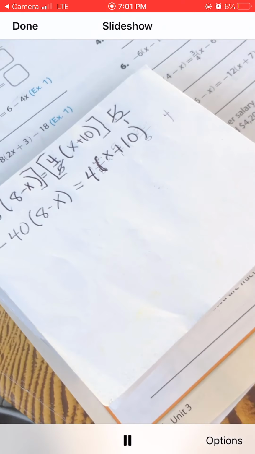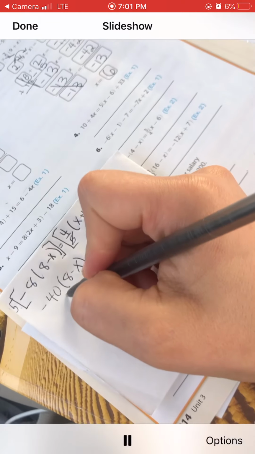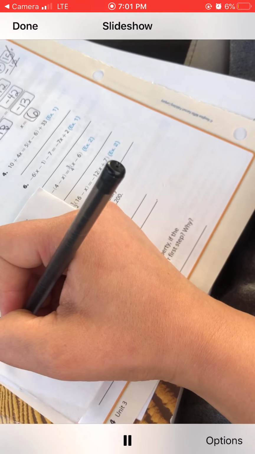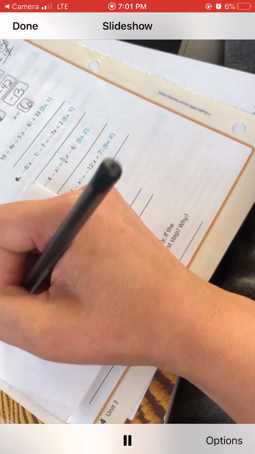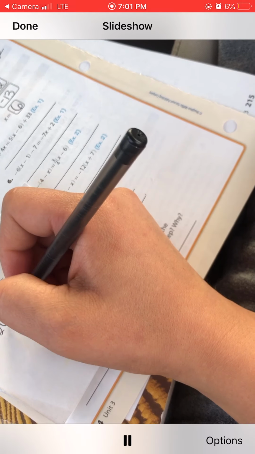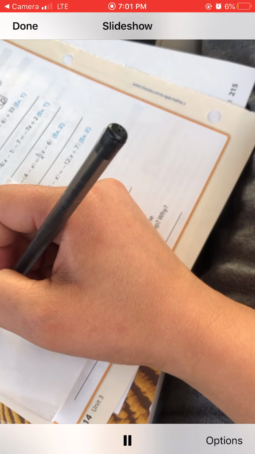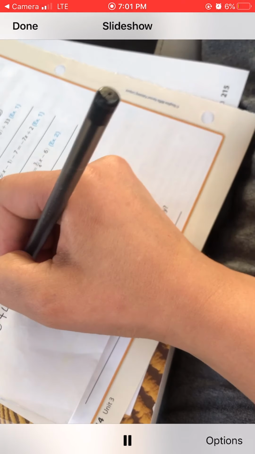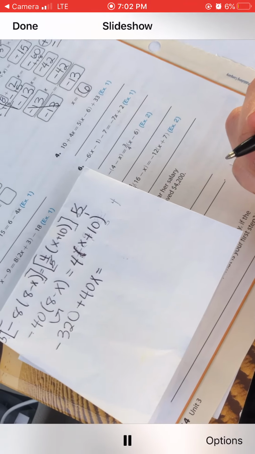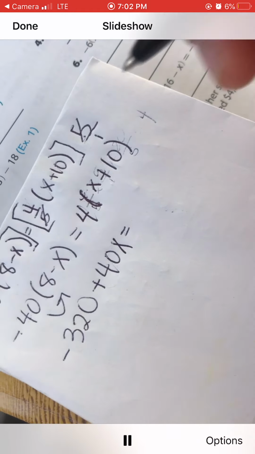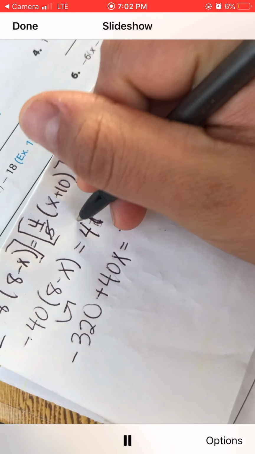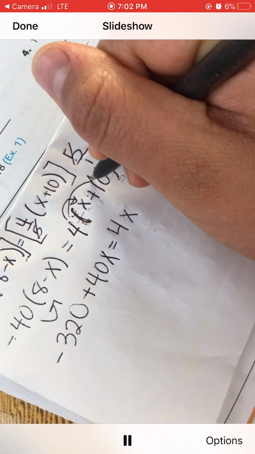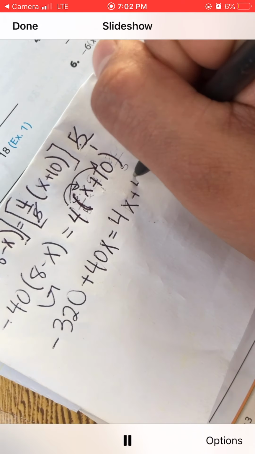Alright, so now we're going to be able to distribute. Negative 40 times 8 is going to be negative 320. Negative 40 times negative x is a positive 40x equals, sorry, you guys couldn't see it, equals 4 times x, 4x, 4 times 10, positive 40.